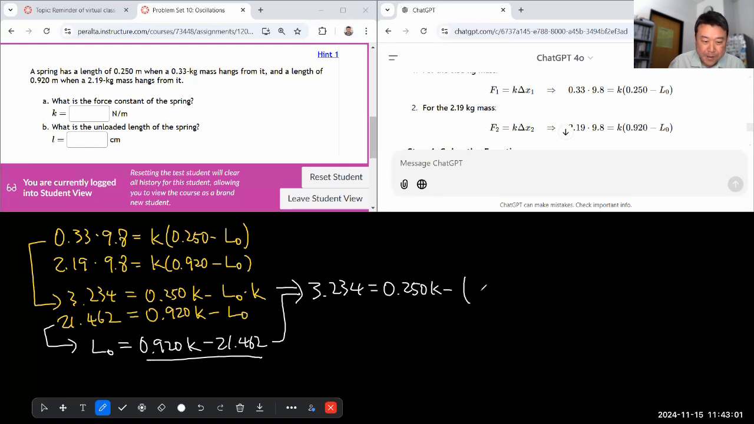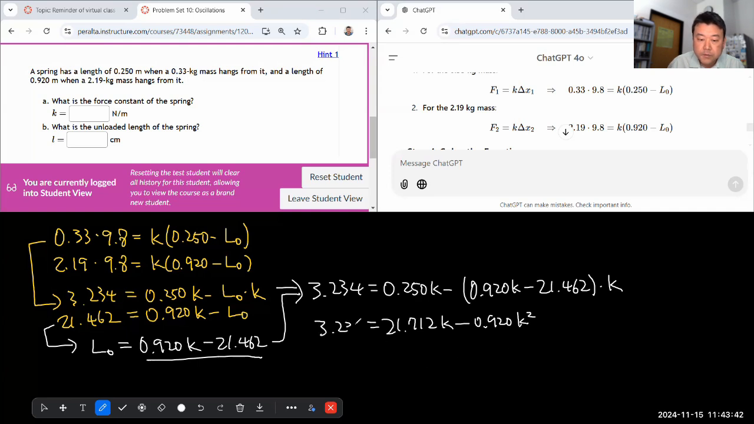Oh, when you get a quadratic equation, that might be a hint that there's a mistake, but I'll soldier on. 0.920k minus 21.462 times k. So for the linear term, you get 0.250 plus 21.462. Again, I'm making a mistake on purpose. 21.712k, and then minus 0.920k squared, 3.234.